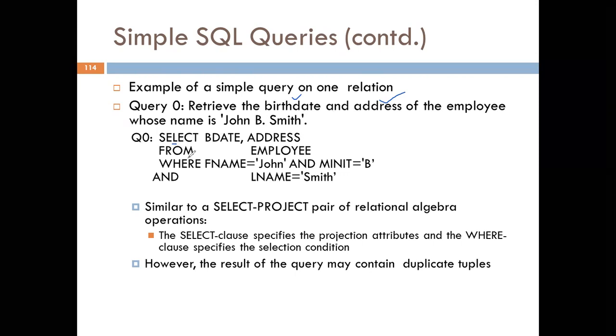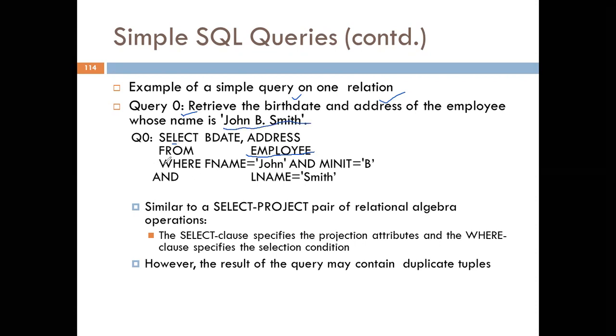Next is from. In the from clause, we'll be mentioning a list of tables. All the information that is required for us is present in only one table, that is employee. So we'll write employee. Select followed by attributes from the table name, that is employee. And next we need to apply the condition. The condition mentioned over here is the name should be John B. Smith.